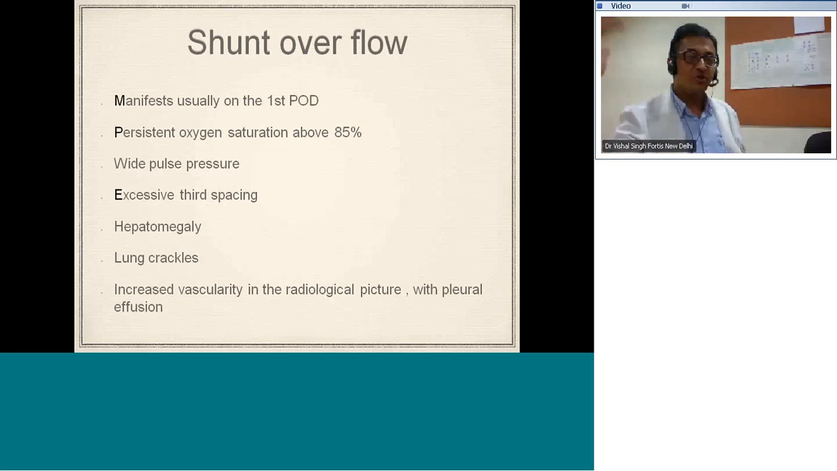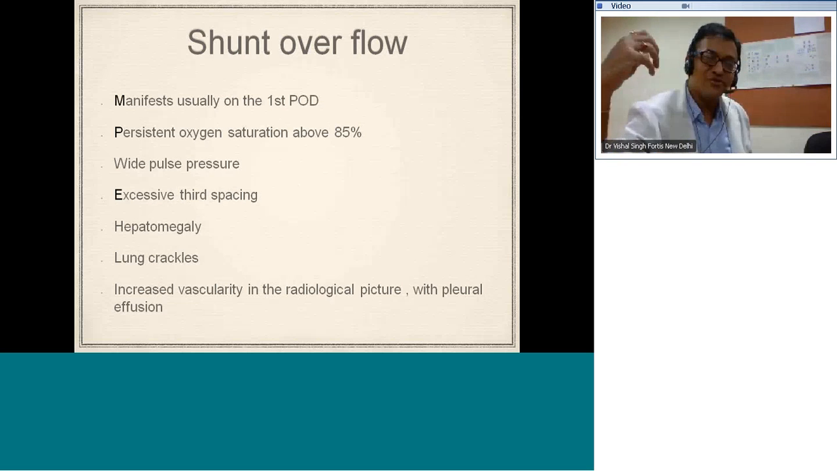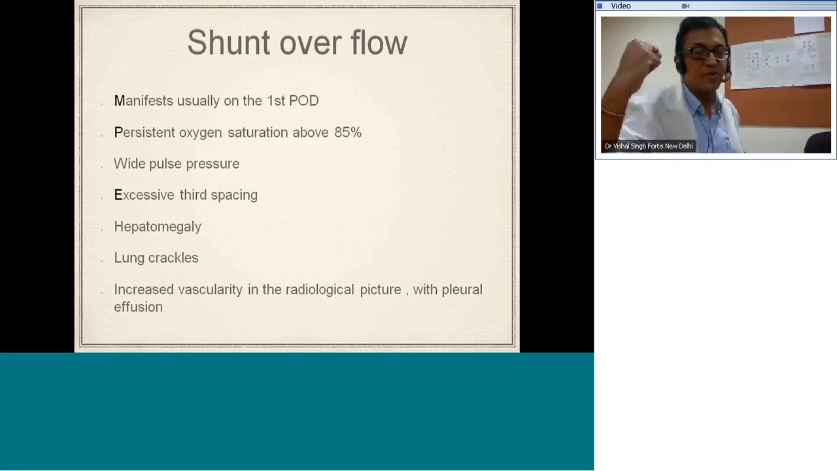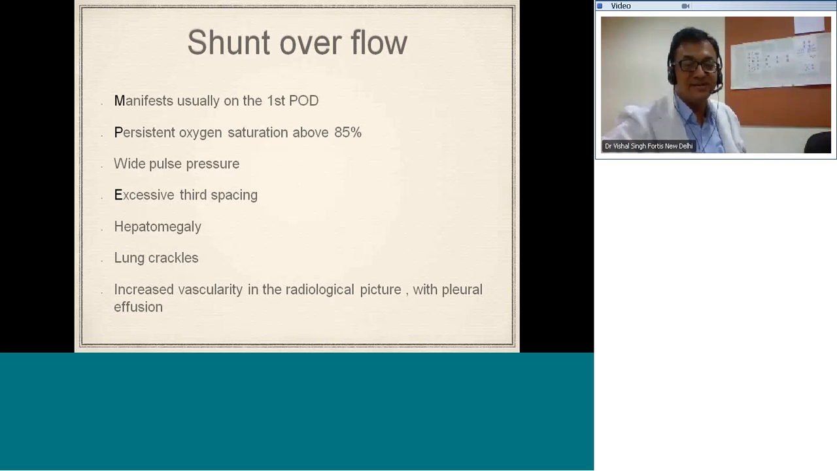The concept of shunt overflow now. A shunt overflow manifests usually on the first POD with persistent oxygen saturation more than 85%. The patient has a wide pulse pressure with excessive third spacing, hepatomegaly, and lung crackles, and increased vascularity in the radiological picture with pleural effusion. Sometimes, not always, sometimes.